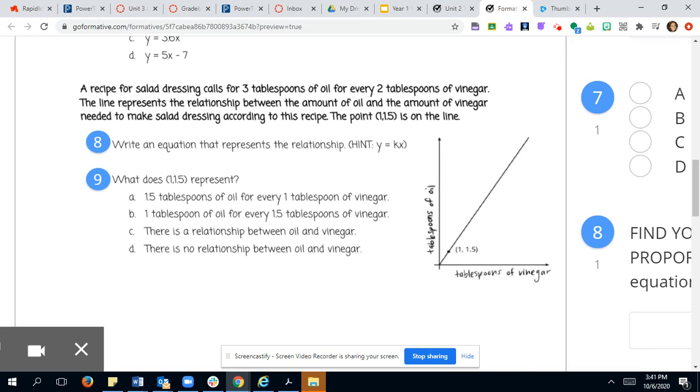And number 9, what does 1 comma 1.5 represent? A, 1.5 tablespoons of oil for every 1 tablespoon of vinegar. B, 1 tablespoon of oil for every 1.5 tablespoons of vinegar. C, there is a relationship between oil and vinegar. D, there is no relationship between oil and vinegar.